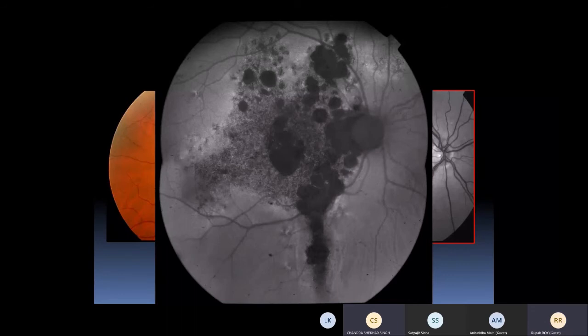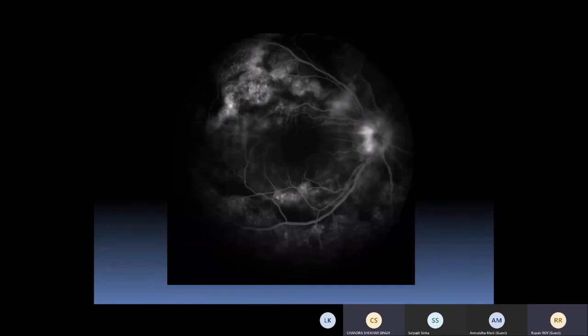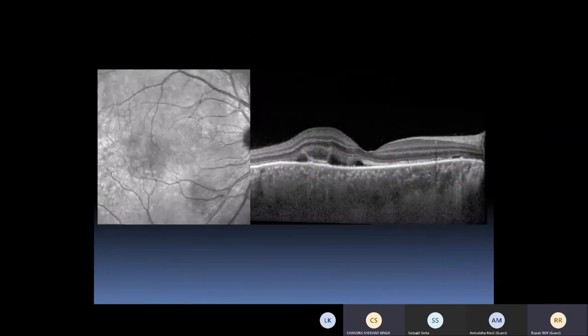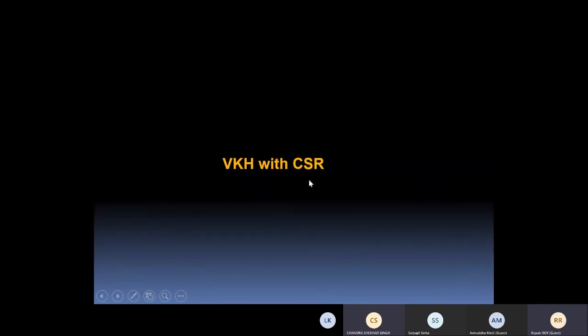CSR can present with yellowish deposits which can mimic choroiditis, but on clear full FFA we can count this is actually a fibrin. This is the CSR with fibrin. Also a 25-year-old female, and on FFA you can see there are multiple pinpoint leakages and a disc leakage. So this is a case of a VKH. Also CSR can be seen along with VKH. The CSR leakage, and these multiple hypospots are corresponding to the VKH lesion.